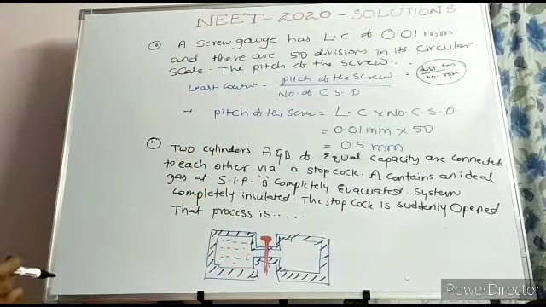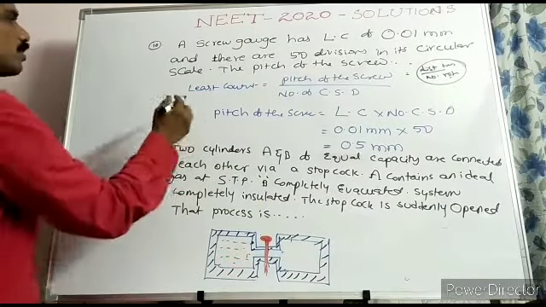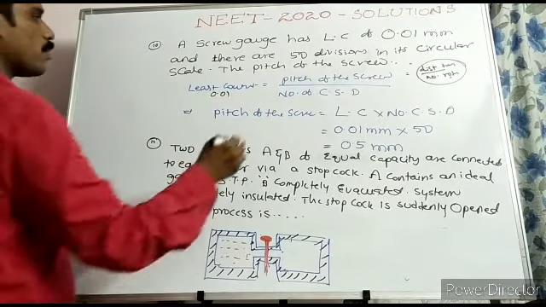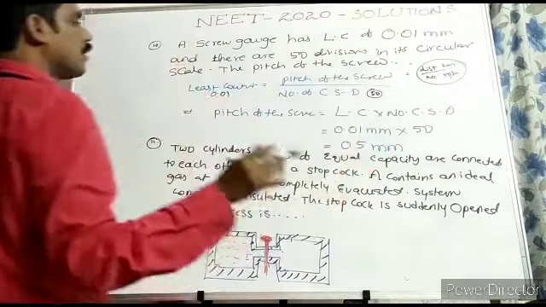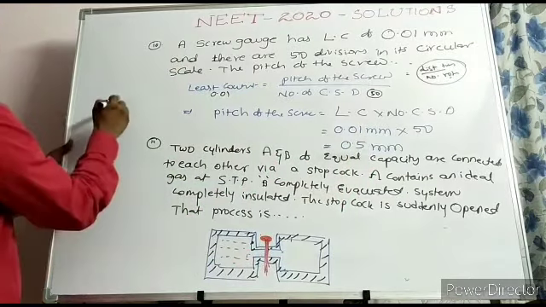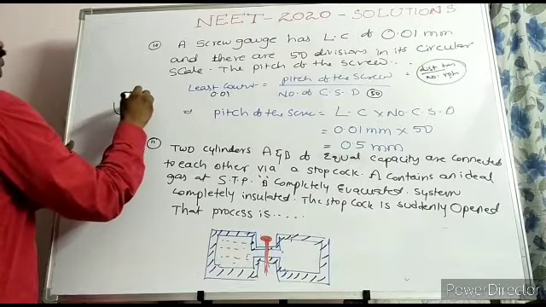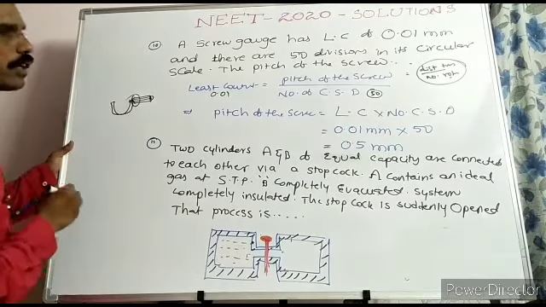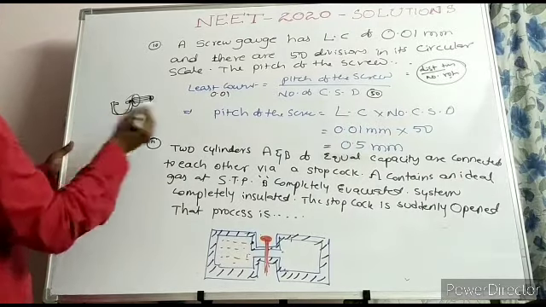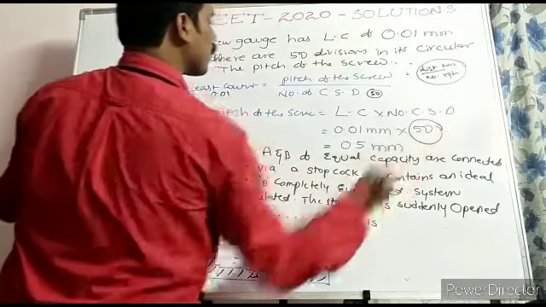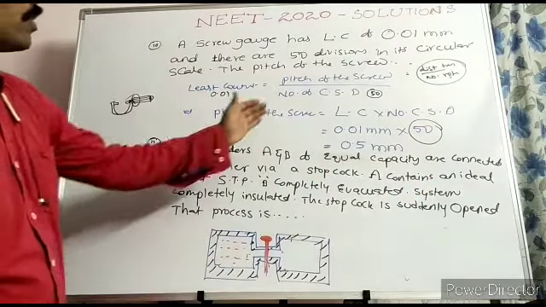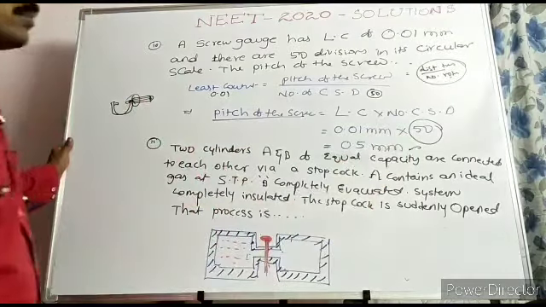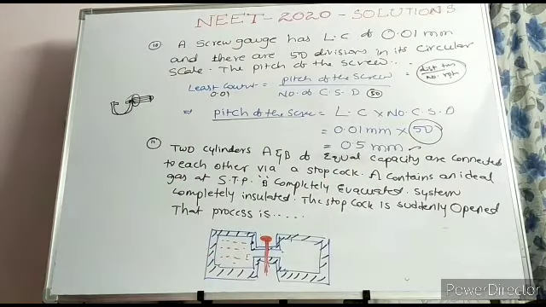Of course, it's not necessary here, because we are provided with the 0.01 millimeter least count, as well as the number of circular divisions, which is 50. In a standard screw gauge, we will have 100 circular scale divisions. But in this problem, 50 circular divisions are given. So the product of least count and number of circular scale divisions gives the answer, nothing but 0.5 millimeter.